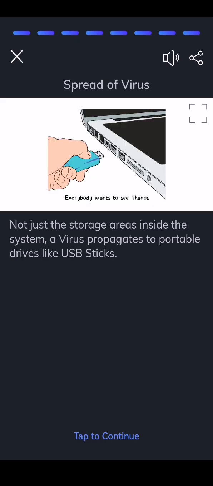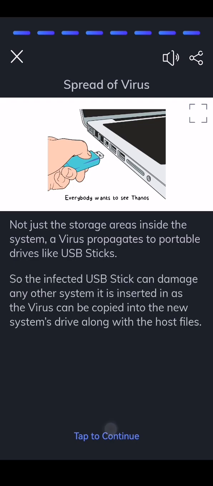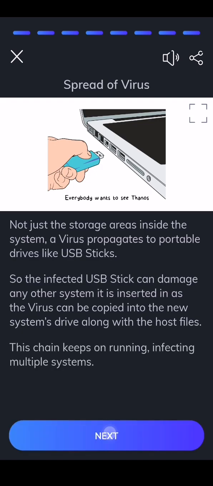Not just the storage areas inside the system, a virus propagates to portable drives like USB sticks. So the infected USB stick can damage any other system it is inserted in, as the virus can be copied into the new system's drive along with the host files. This chain keeps on running, infecting multiple systems.